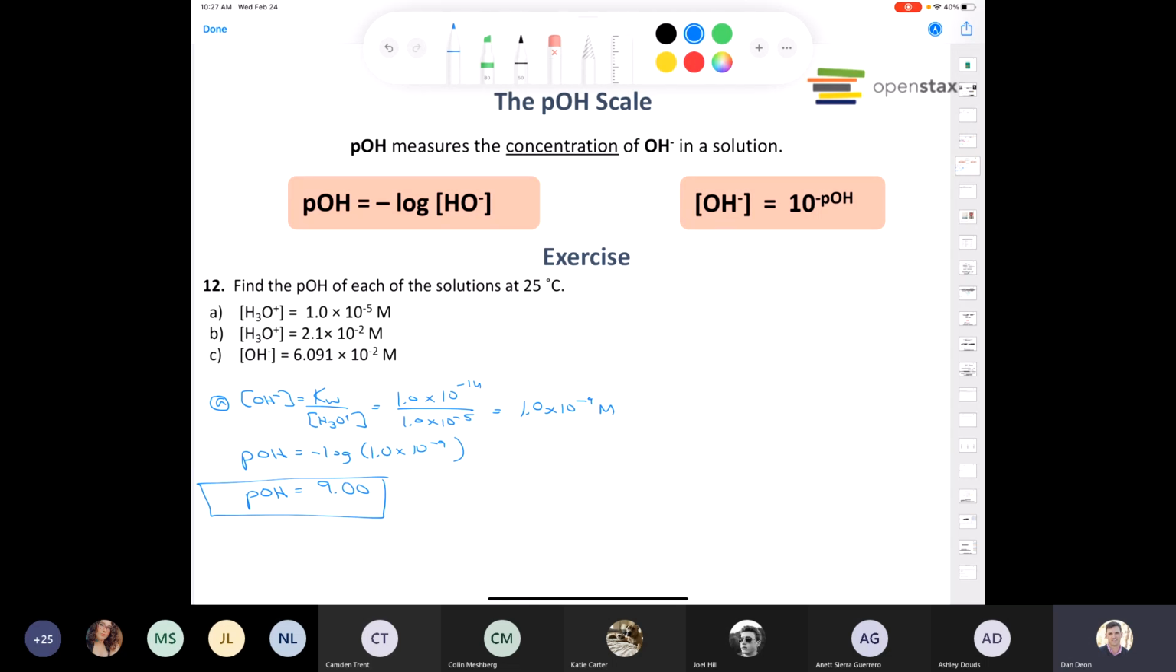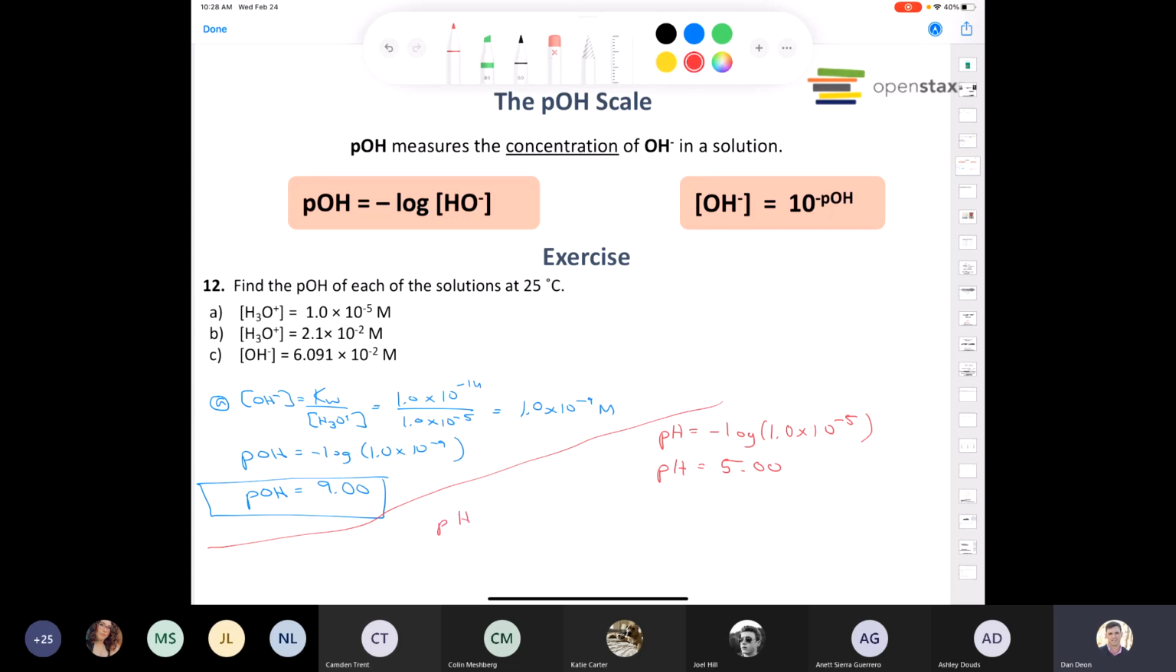If you calculated the pH first, so look, you can solve it the way that I've done here in blue. And let me show you, an alternate method would be to calculate the pH first. So you would say pH is equal to minus the log of 1.0 times 10 to the negative 5. So you'd get that pH is equal to 5.00.